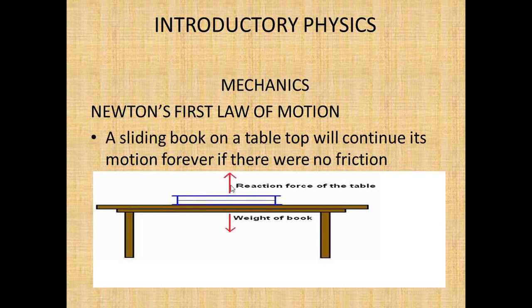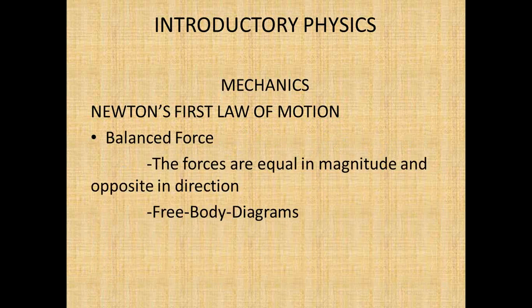It holds it upwards. So this is the force of the table pushing the book upwards. Okay, stable. So this is unbalanced. This is balanced force. The forces are equal in magnitude and opposite in direction because the object is not moving. The forces have to be the same but in the opposite direction to prevent a stable object from moving. And we usually represent these scenarios with what we call free body diagrams.